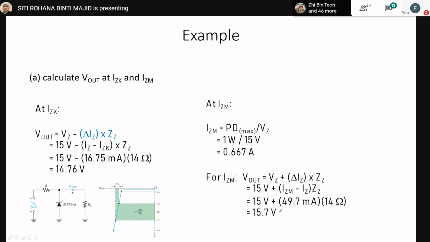So we can see the value at IZK is smaller, but for IZM is bigger. Because IZM is the condition where the current received by the Zener diode is maximum. So that means the more current received, the higher the value of voltage that can be produced.